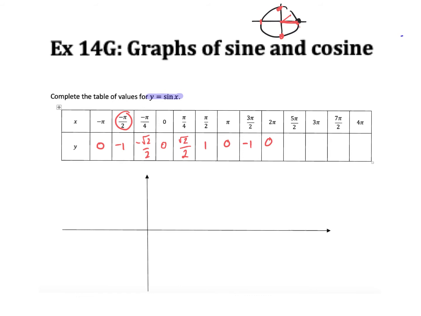Then they're saying 5 pi on 2, which would be up here, which would be 1. And so on. And then 3 pi would be over here, so 0. 7 pi on 2 would be down there, so that'd be negative 1. And then back to 4 pi, which should be 0.